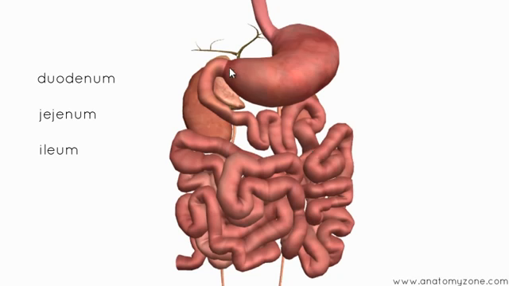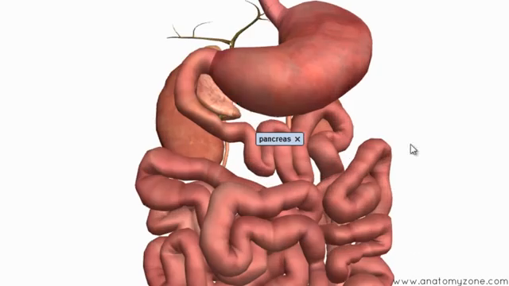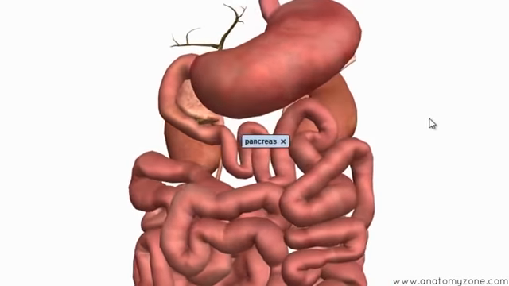But the duodenum is this first part, and it's this C-shaped part which emerges at the end of the stomach, at the pylorus of the stomach, and it curves round the head of the pancreas. So the pancreas is one of these three accessory organs of digestion that I mentioned in the first part of this tutorial.